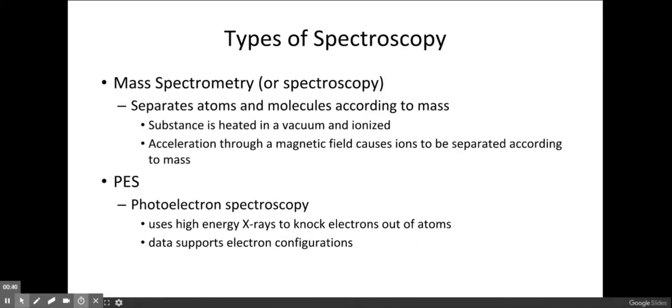Mass spectrometry separates atoms and molecules according to their masses, and so this helps us with determining how many isotopes an element has and what the average atomic mass is for an element. PES, on the other hand, uses high energy X rays or other high energy electromagnetic radiation to eject electrons off of atoms, and we measure the ionization energy, and then that data supports electron configuration. So we're going to look at both of these a little bit in greater detail and reading some of their graphs.